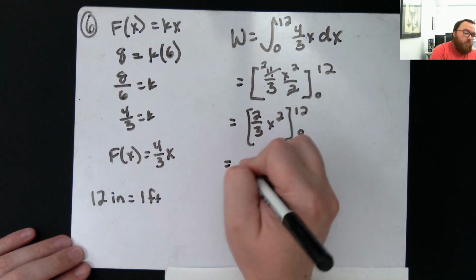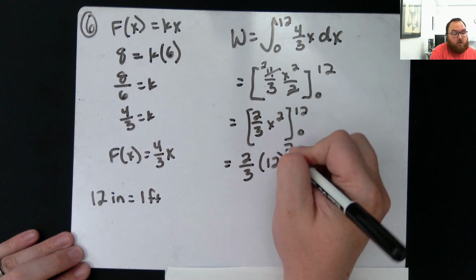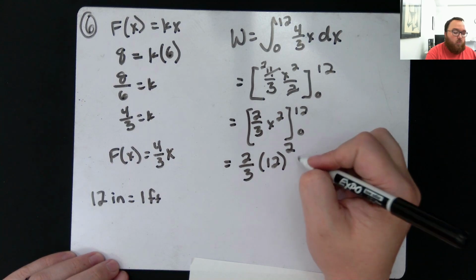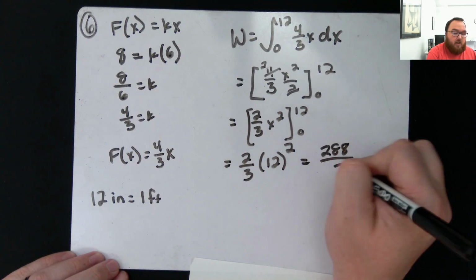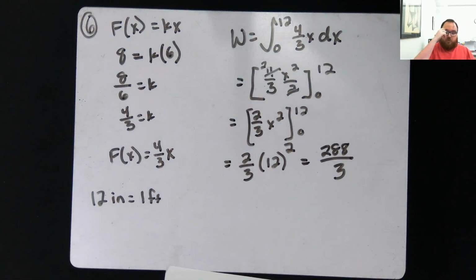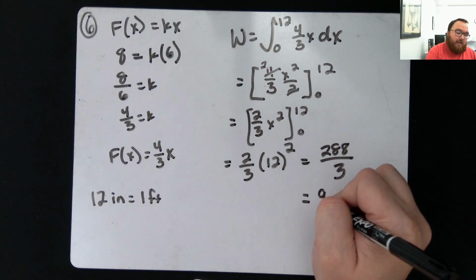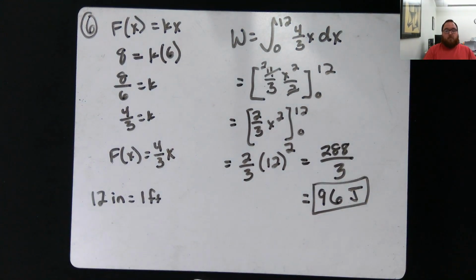Plug in 12. 0 would give you 0, so I don't even have to. 12 squared is 144. 144 times 2 is 288. And I believe you can reduce that. 288 divided by 3 would be 96. So 96 joules there to move it 1 foot.